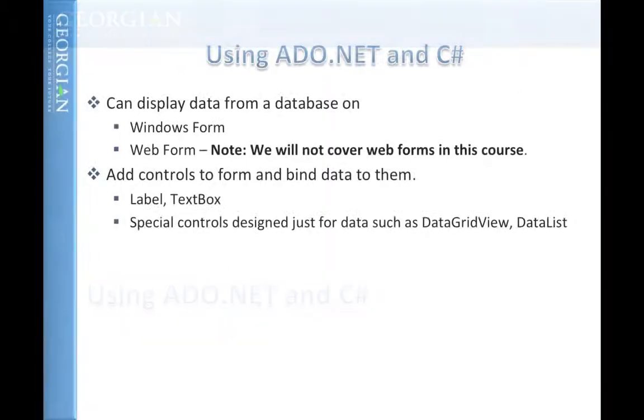So let's talk about ADO.NET and CSharp. Again, I'm just mentioning here we're going to cover how it connects to Windows forms. We're not going to be covering web forms. What we're going to do is add controls to the form and bind data to them. So we're going to add, for example, labels, text boxes, and specialized controls called the data grid view and the data list, which are required for assignment number 4.